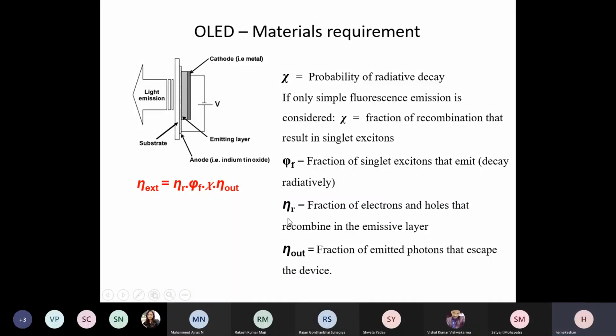So the first factor dictates how good the device is at injecting the holes and electrons into the device and how good the material is to allow for the recombination of electrons and holes. So that is one factor. The other factor is what fraction of the electrons and holes combine. They combine to form excitons, and what fraction of that are able to emit radiatively.